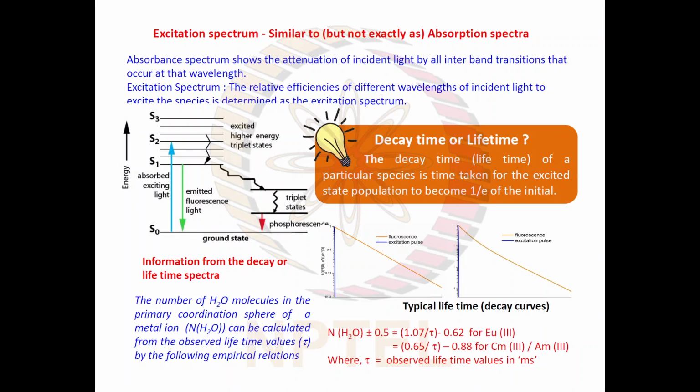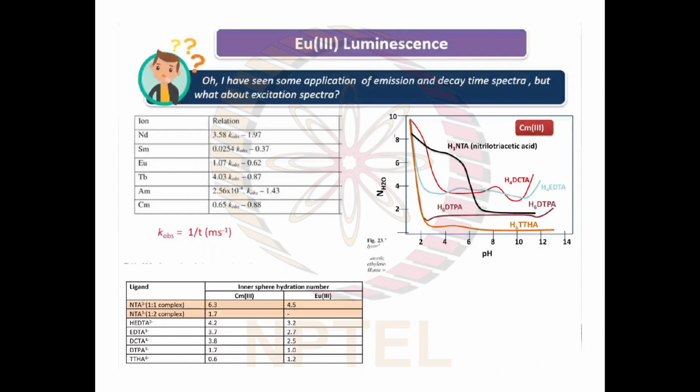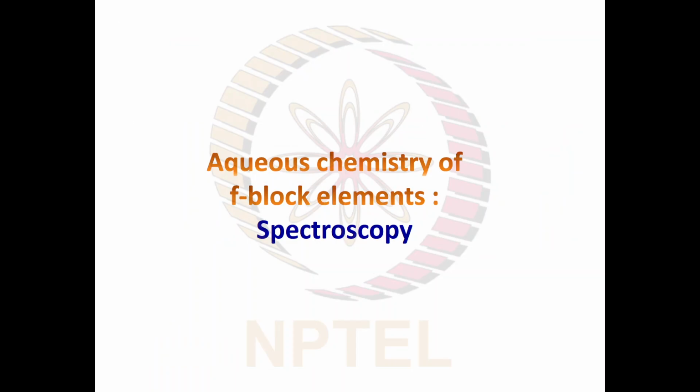The decay time or lifetime of a particular species is the time taken for the excited state population to become 1/e of the initial state. So tau observed is the lifetime in milliseconds, and the number of molecules in the primary coordination sphere of a metal ion can be calculated from the observed lifetime values by the following empirical relations. k observed is equal to 1/tau, in millisecond inverse.